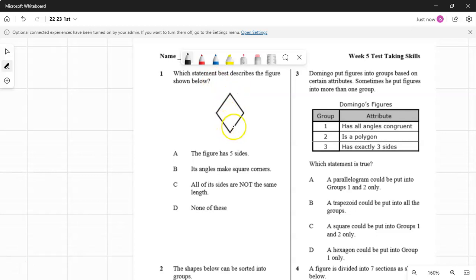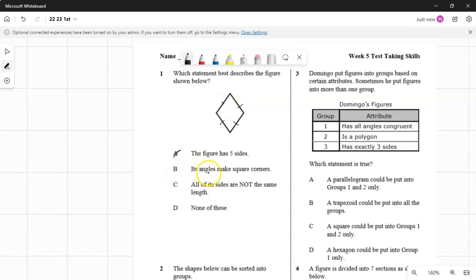And that figure appears to be a rhombus. And we'll look at the answer choices we have here. The first one says, A, the figure has 5 sides. It does not have 5 sides. Rhombus has 4 sides. I can see it has 4 sides. 1, 2, 3, 4. So that is not true.